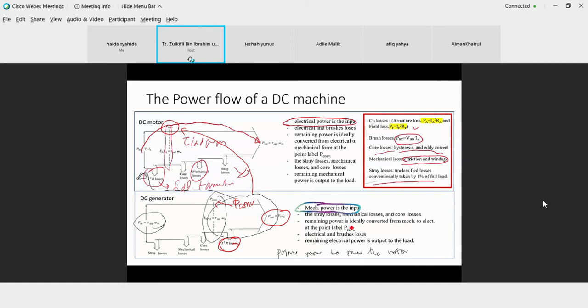The remaining power is ideally converted from mechanical to electrical at the point labeled as P conversion. Then you will experience the electrical and brushes losses, and the remaining electrical power is output to the load. So this is where the useful power is. That's the difference between the power flow of a DC motor and a DC generator.